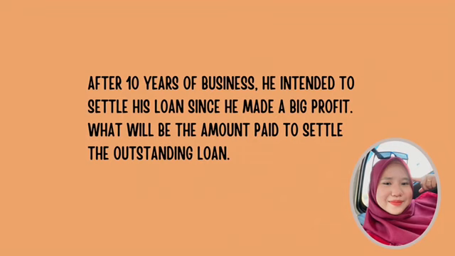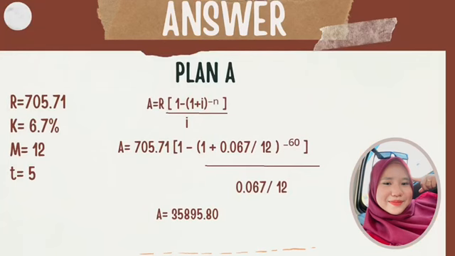Next, after 10 years of business, he intends to settle his loan since he made a big profit. What will be the amount paid to settle the outstanding loan? Okay, for the answer for plan A, we use the outstanding formula, which is A equals R, bracket 1 minus bracket 1 plus i, bracket negative n, closing bracket, over i.